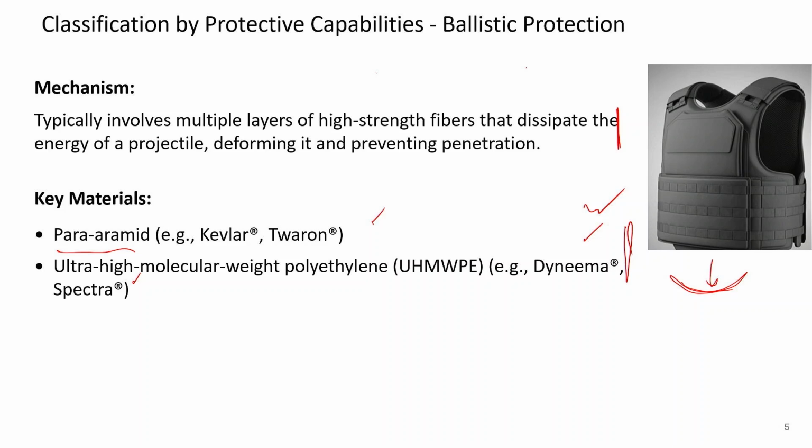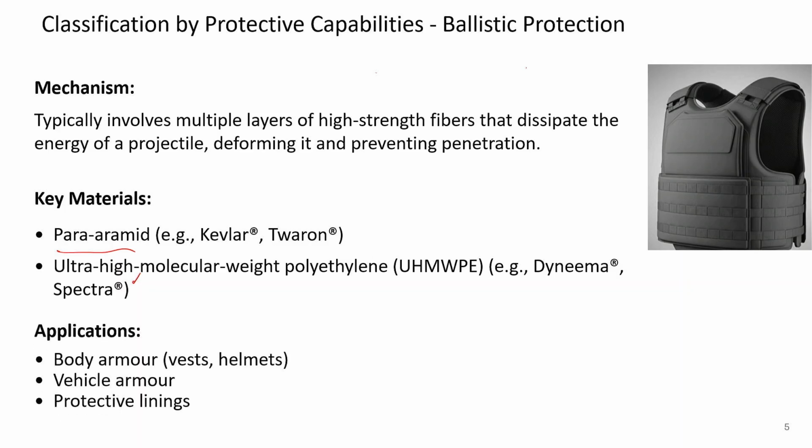that is also used for hard body armor, that we will discuss separately, but their mechanism will be different. But if we use protective textile, the absorption of the energy is by deformation. So, the main applications are body armor here: vests, helmets, vehicle armor and protective linings.